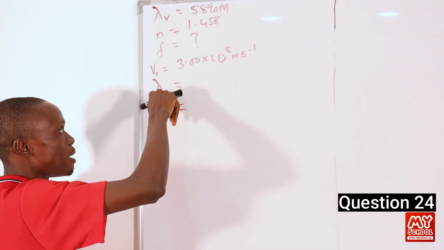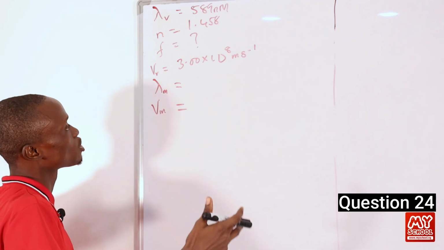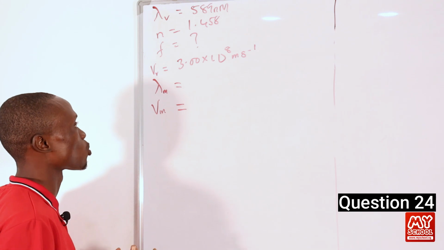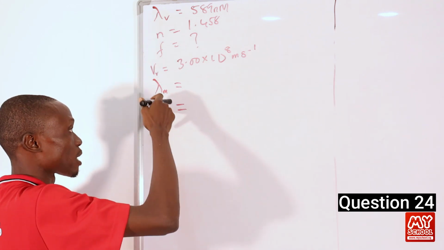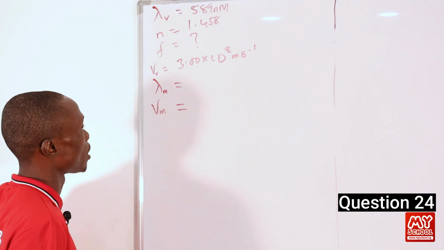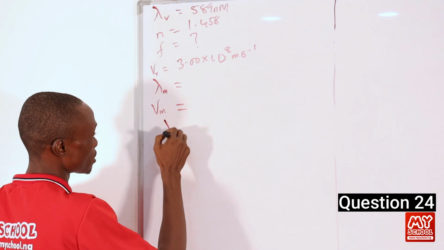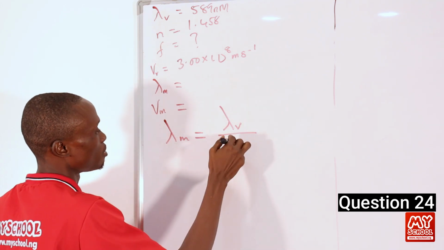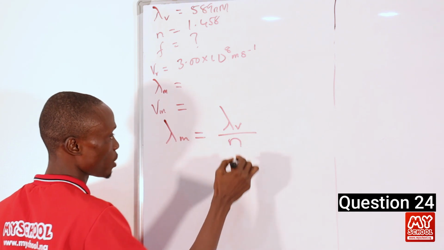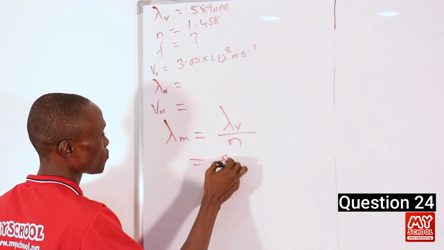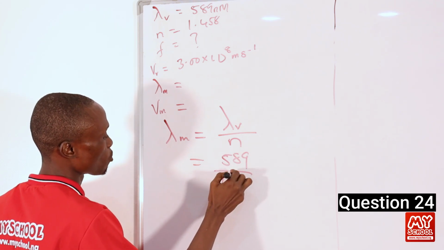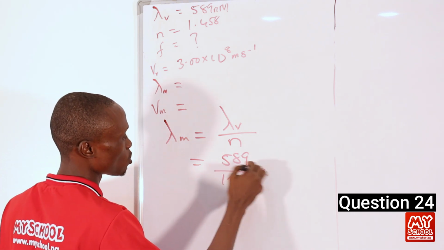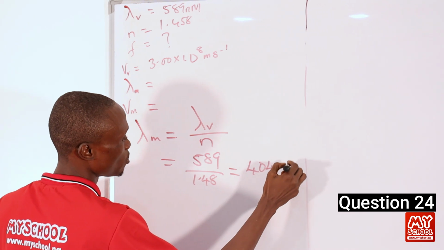So our lambda M here stands for the wavelength of light in the material, and V M for the speed of light in the material. First of all, we need to calculate the wavelength in the material and also the velocity of light in the material. We know that the wavelength in material equals the wavelength in vacuum divided by the index of refraction N. So we substitute our value, and that gives us 589 divided by 1.48. Of course, remember that this is given to us in nanometers. So this will be equal to 404 nanometers.